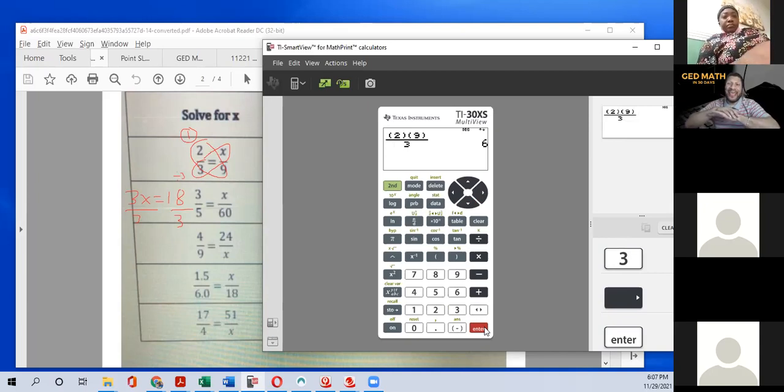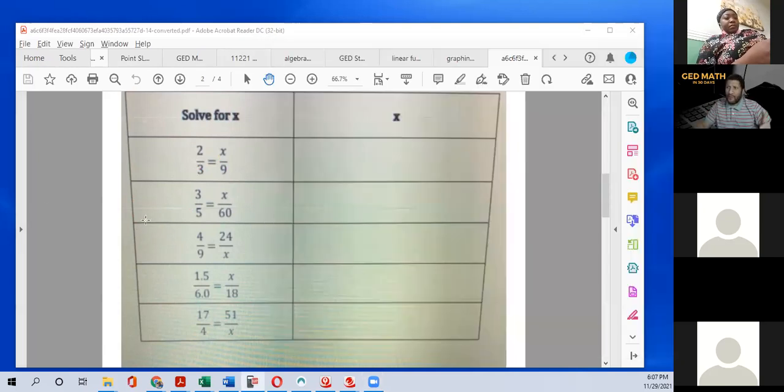And you can do that on any proportion problem. You just have to know that whatever the variable gets multiplied by is what you're dividing by when you put it in your calculator. So for example, I'm just going to show you real quick. I'm gonna wait for the fourth one, and we're gonna use the calculator in both. But watch this. So here we're looking at 3/5 equals x over 60.